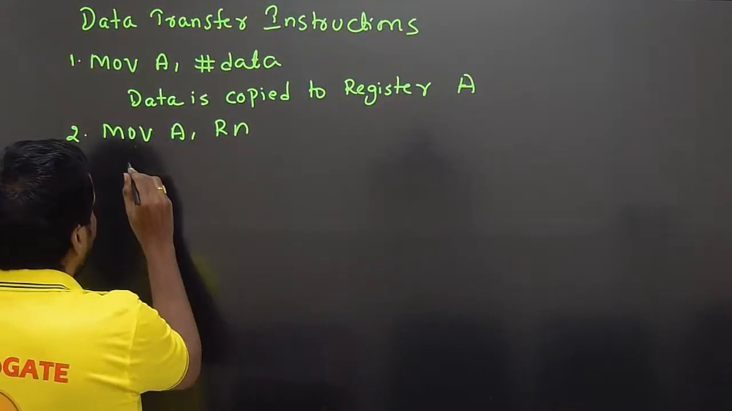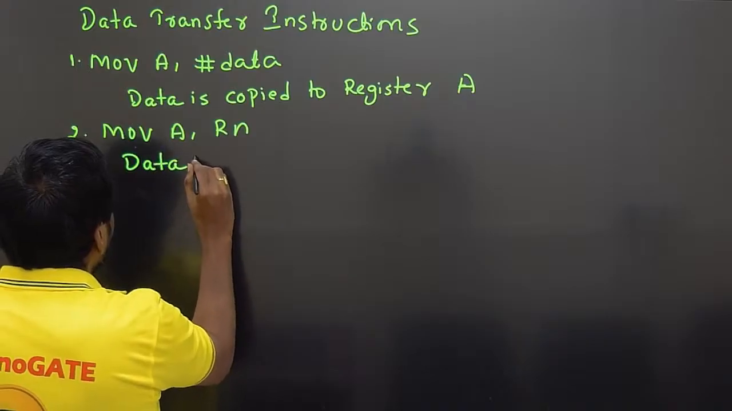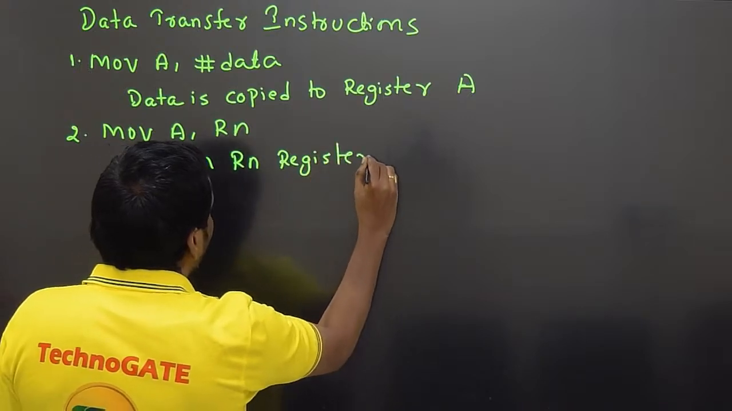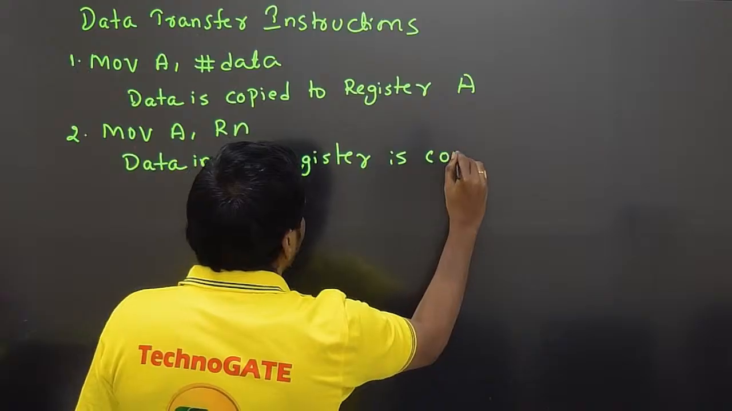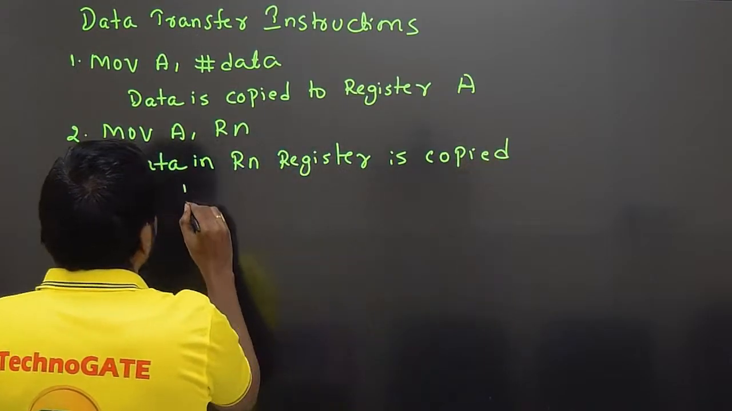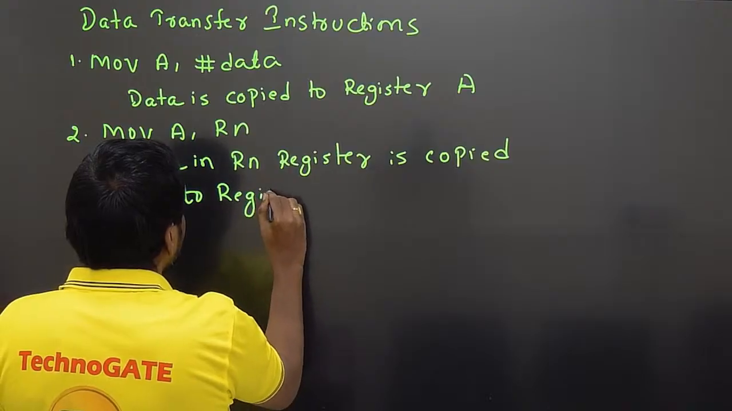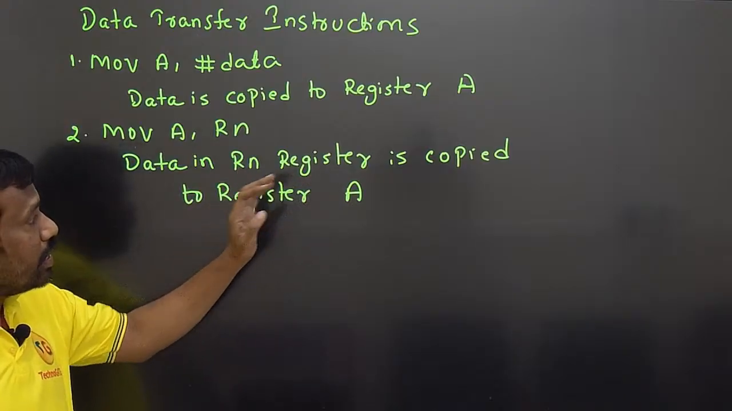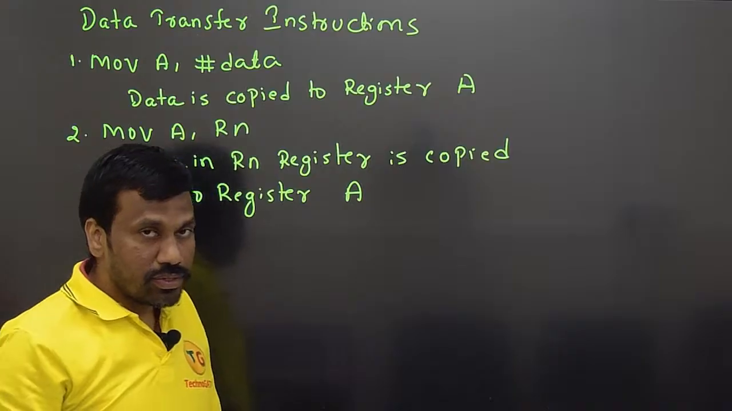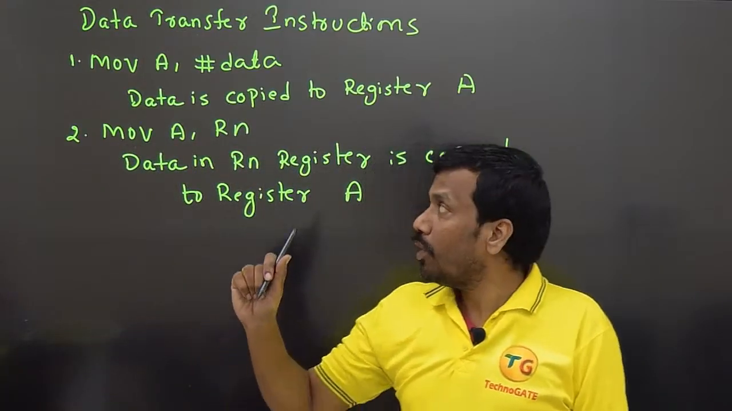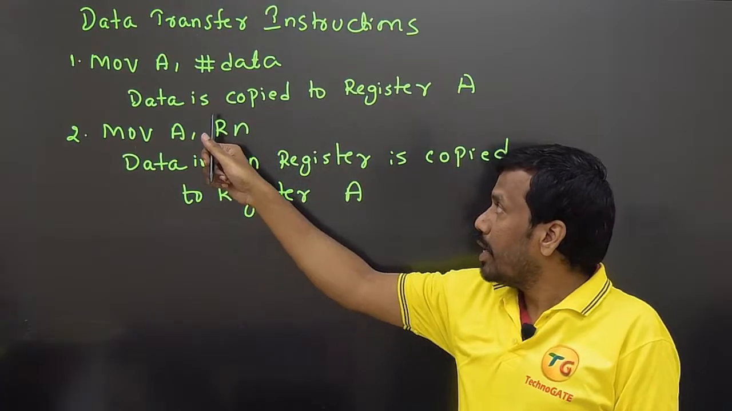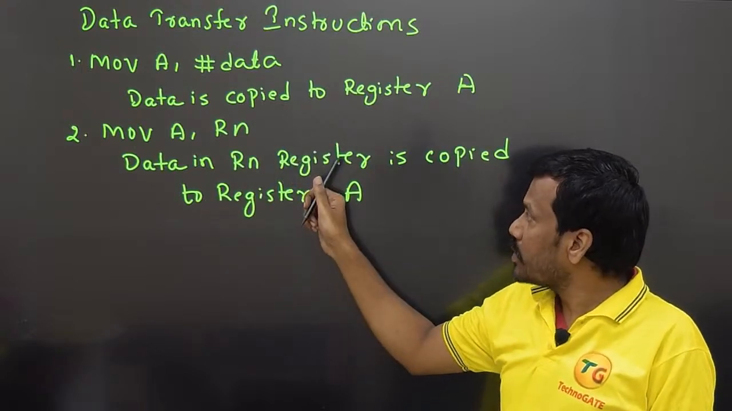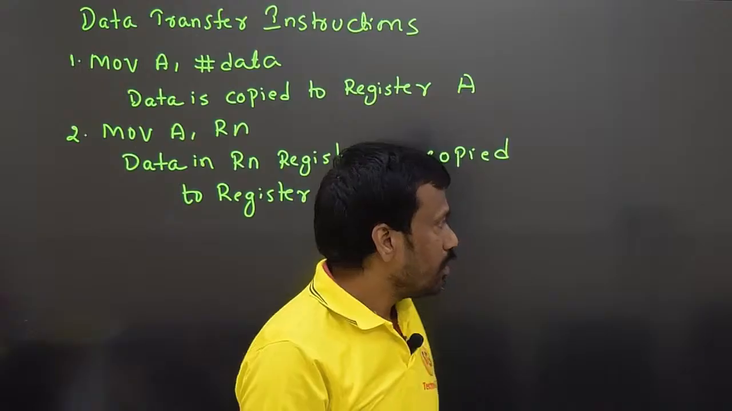So MOV A, Rn: the data in the Rn register is copied to register A. See the points I am writing on the board. First point, MOV A, #data: data is copied to register A. MOV A, Rn: data in the Rn register is copied to register A.